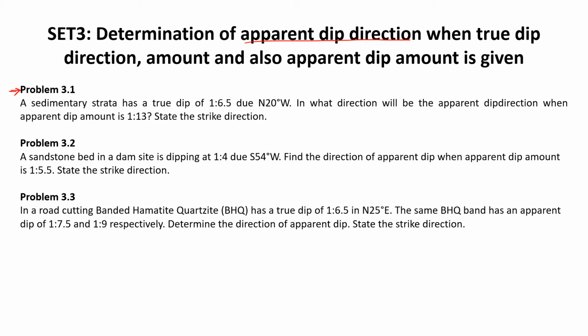A sedimentary strata has a true dip of 1:6.5, due north 20 degrees west. So they have given a true dip here, and in what direction will be the apparent dip when the apparent dip amount is 1:13. So they have given apparent dip amount also. So we need to identify the apparent dip direction only. So we'll see this in a next slide. We'll start with the first problem.